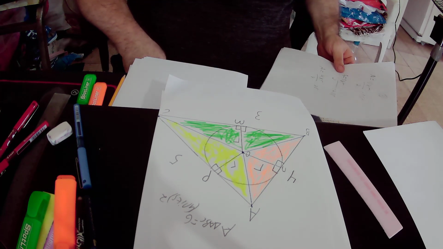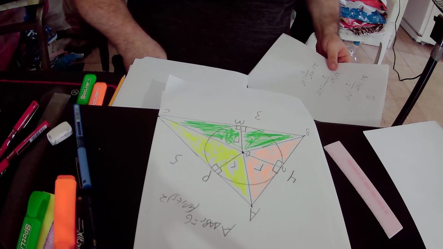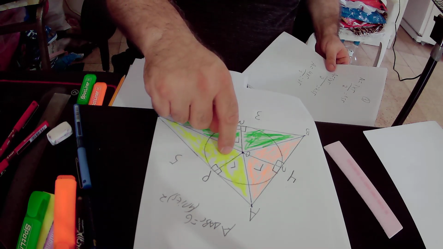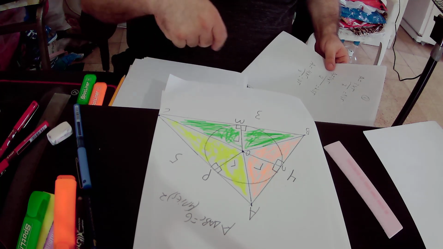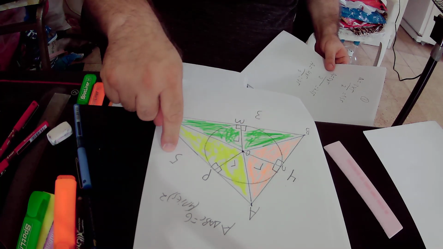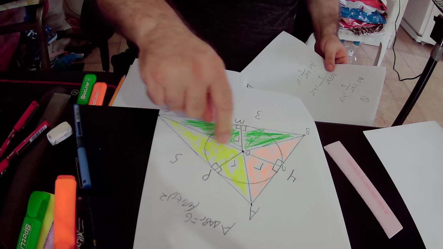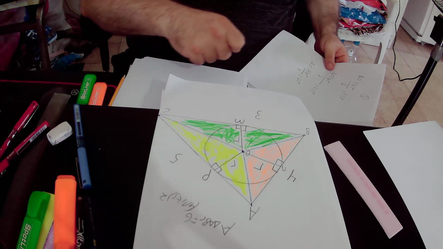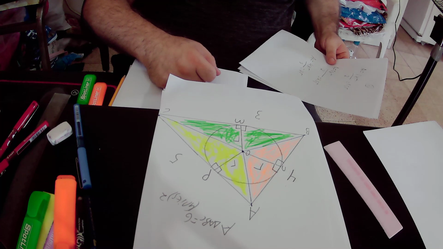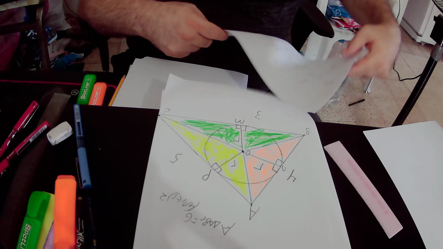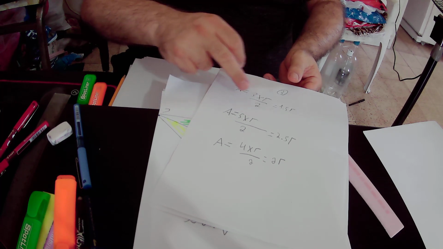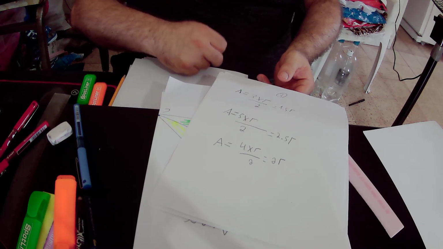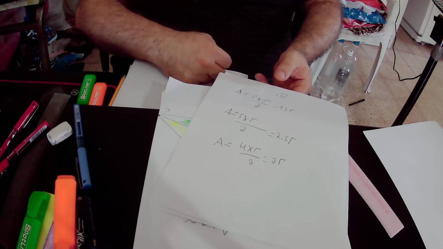And then we can calculate the area of the yellow triangle. The area of the yellow triangle equals the base of the triangle, that is 5 units, times the height, that is the radius, all divided by 2. Or we got that the area of the yellow triangle equals 2.5 times the radius, because 5 over 2 is 2.5. Okay?